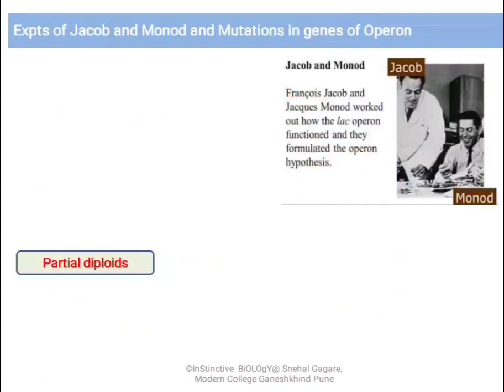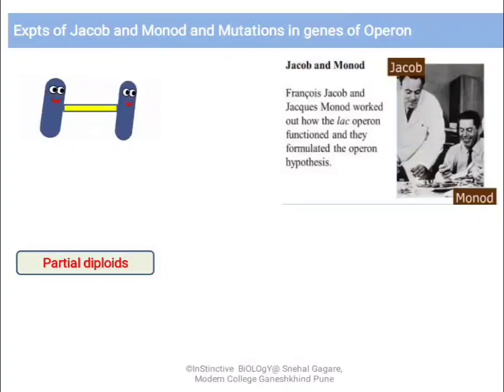These are the two pioneering scientists, Jacob and Monod, who proposed the lactose operon model in 1961, and in 1965 they received a Nobel Prize for their innovative work. Now what did they do exactly? They produced partial diploid cells.